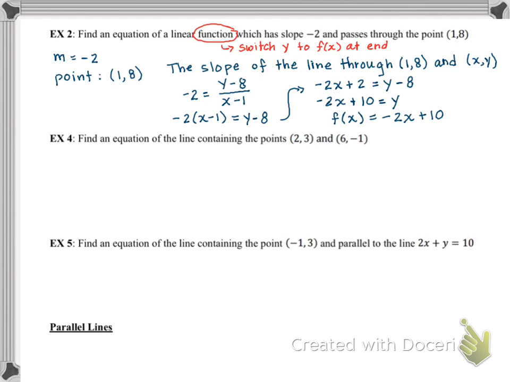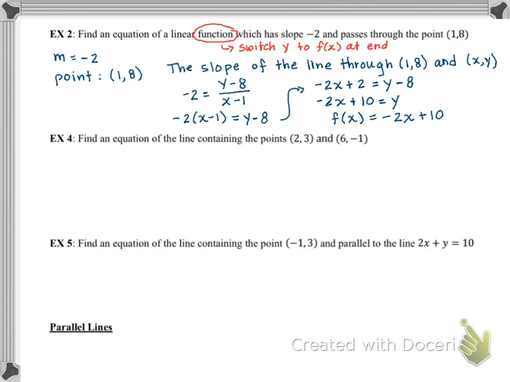So if we take 1 and plug it in for x, we get -2 times 1, which is -2, plus 10 is 8. So our line does in fact go through the point they gave us. And then the other thing to check, which might seem kind of obvious, but like I was saying yesterday, when you're rushing through a test, you can miss these things, is to make sure your slope is right, too.